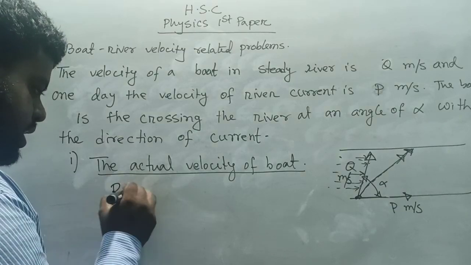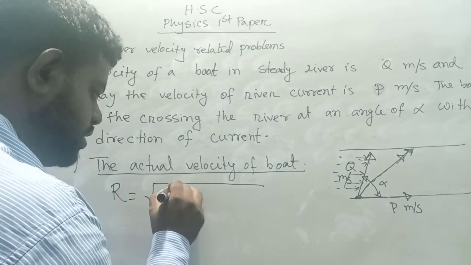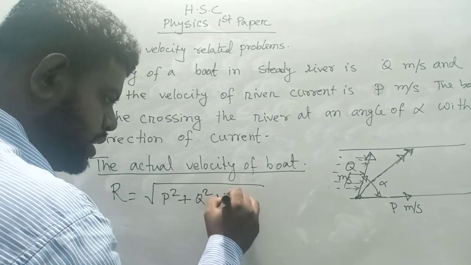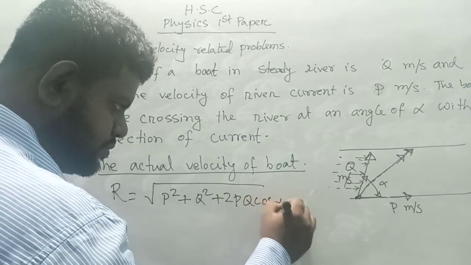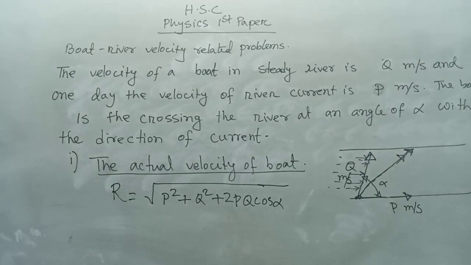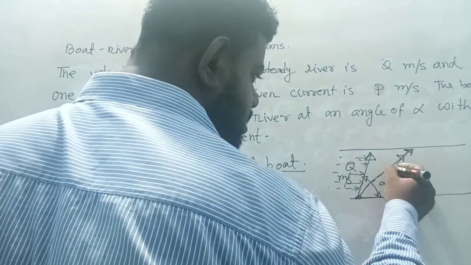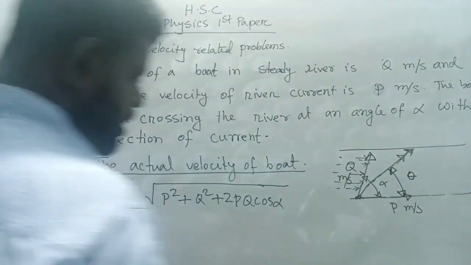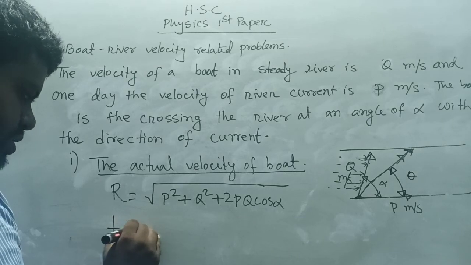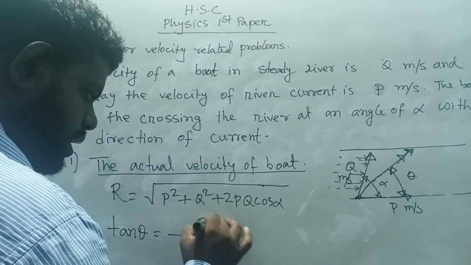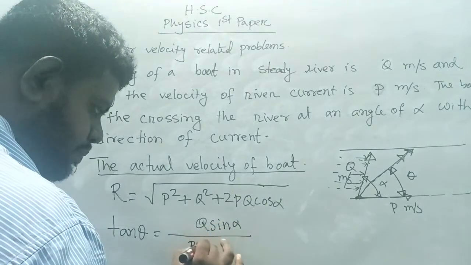So we know the resultant R is equal to square root of P square plus Q square plus 2PQ cos alpha. Okay? Right? This is the actual velocity of the boat. And which direction is he going? He is going at an angle of theta. So I can calculate the theta as well. So tan theta will be equal to Q sin alpha divided by P plus Q cos alpha.